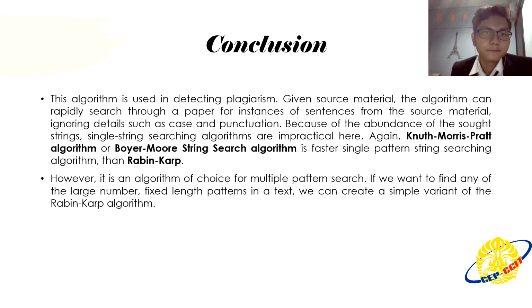And this is the conclusion. This algorithm is used in detecting plagiarism, but the Knuth-Morris-Pratt algorithm or the Boyer-Moore string search algorithm is faster for a single pattern than Rabin-Karp. However, Rabin-Karp is the algorithm of choice for multiple pattern search. If you want to find any of a large number of fixed-length patterns in a text, we can create a simple variant of the Rabin-Karp algorithm.